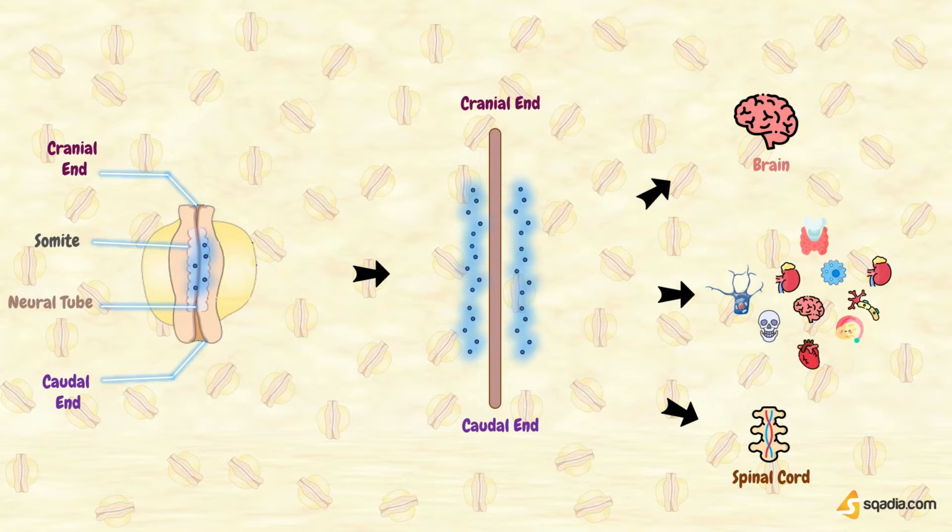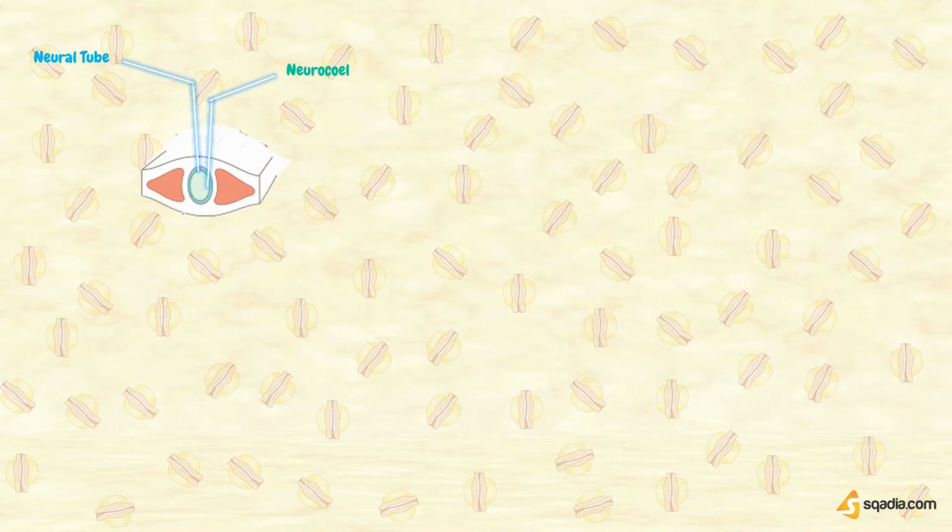Neural crest cells have different destinations that have been discussed. Let's start with the spinal cord. The caudal end of the neural tube continues to elongate and form the spinal cord. A lumen through the center of the spinal cord is called the neurocoele. This neurocoele forms by week 9 and will become the central canal.